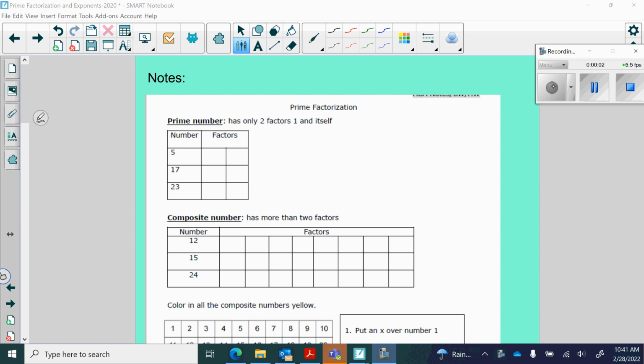Okay, today we're going to work through prime factorization and prime and composite numbers.